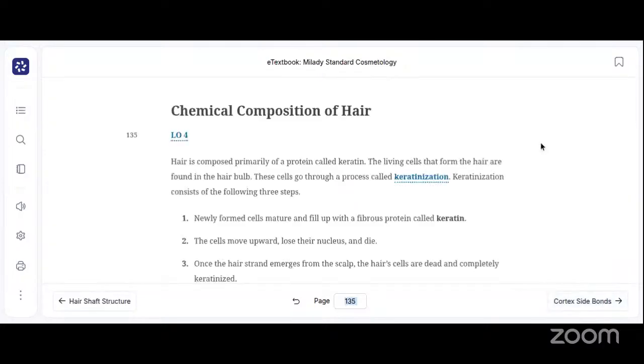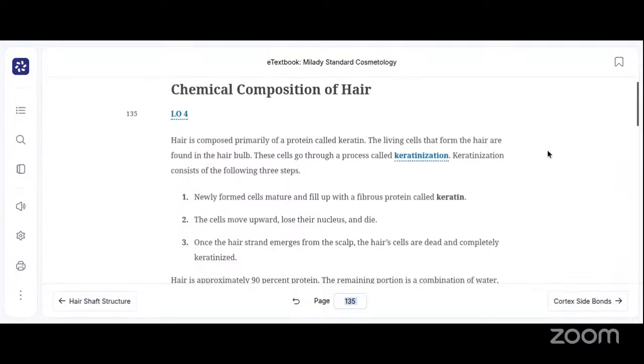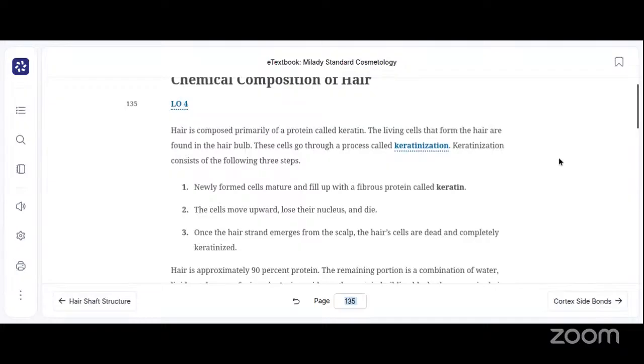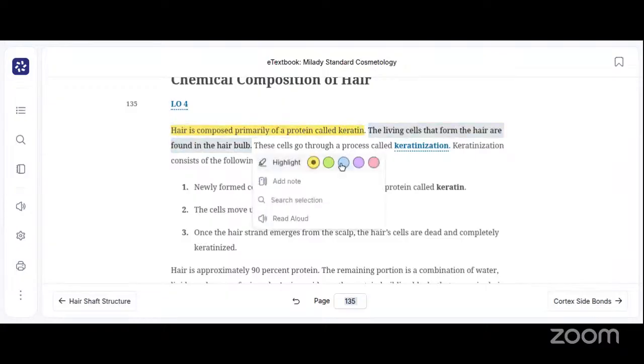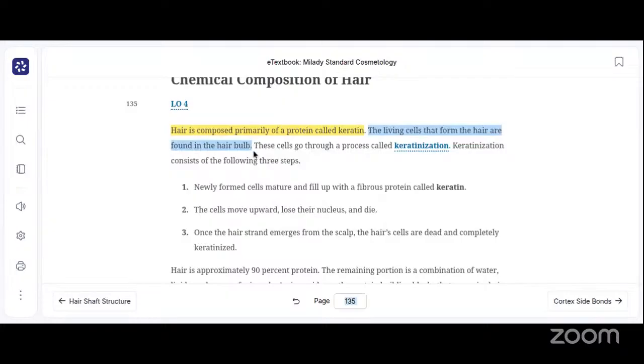Looking at the chemical composition of hair, this is an area where I want everyone to study. The chemical composition of hair, we talked about keratin. It says hair is composed primarily of a protein called keratin. All right, we're going to highlight that. The living cells that form the hair are found in the hair bulb. We talked about that already. These cells go through a process called keratinization.